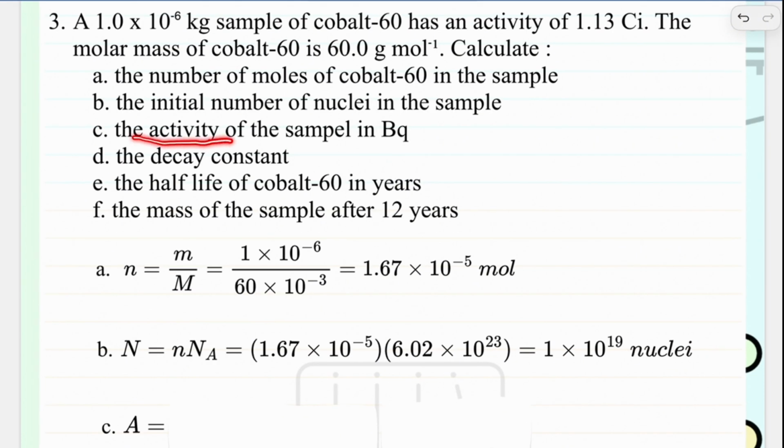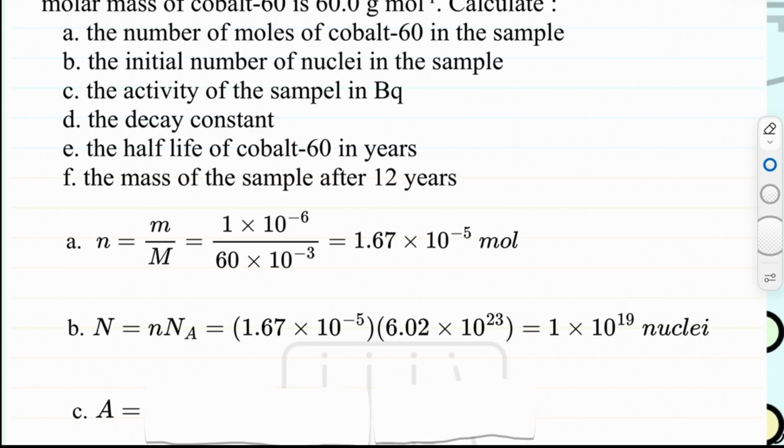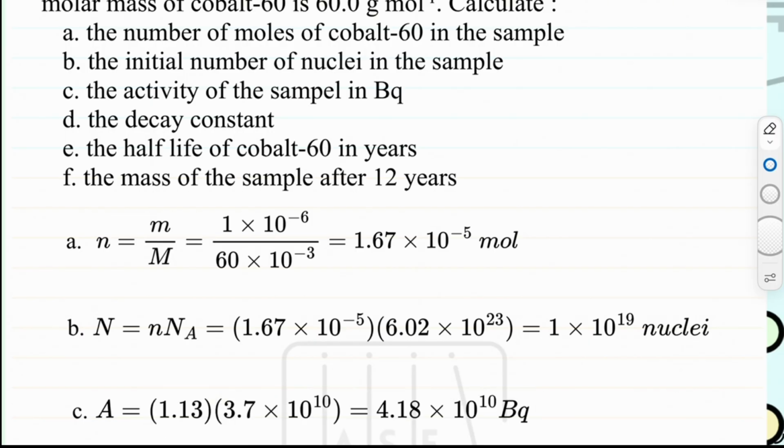Question C, the activity of the sample in becquerel. The value is given in curie, so we need to change it into becquerel. We know that 1 curie is equivalent to 3.7 times 10 to the power of 10 becquerel. So we just multiply the activity in curie by 3.7 times 10 to the power of 10. The answer is 4.18 times 10 to the power of 10 becquerel.